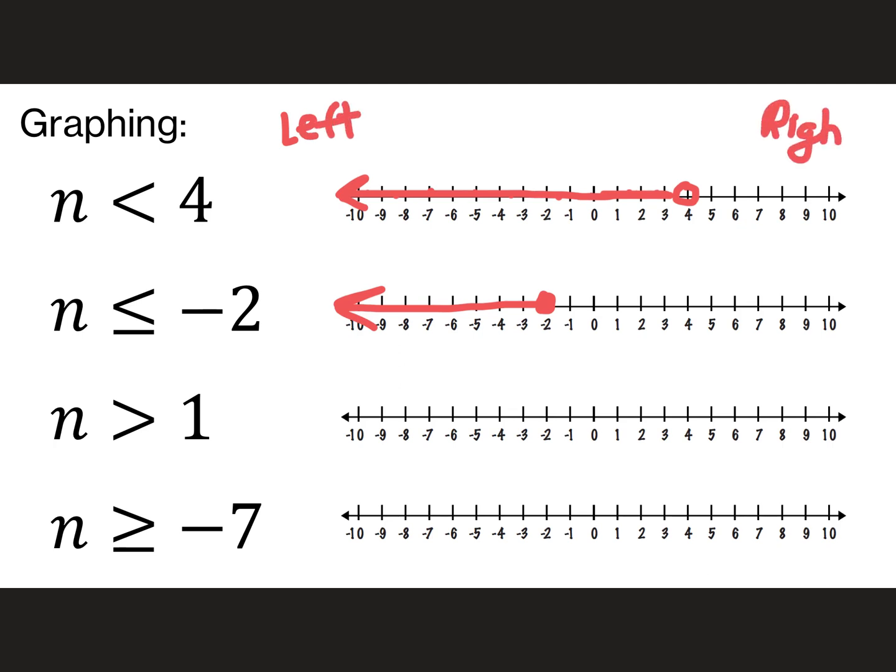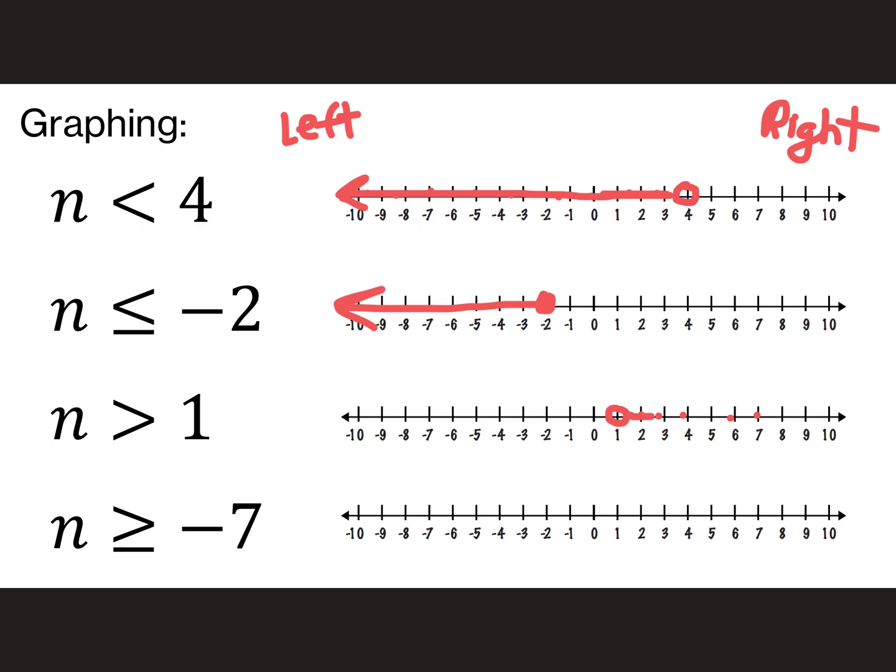All right, let's go on to the next one. N is greater than 1, so I call that my target number 1. So I'm going to put a circle here. Now, does N equal 1? Nope, don't have that equal sign. But now I'm going to do numbers that are greater than 1, like 2 and 3 and 4 and 6 and 7.